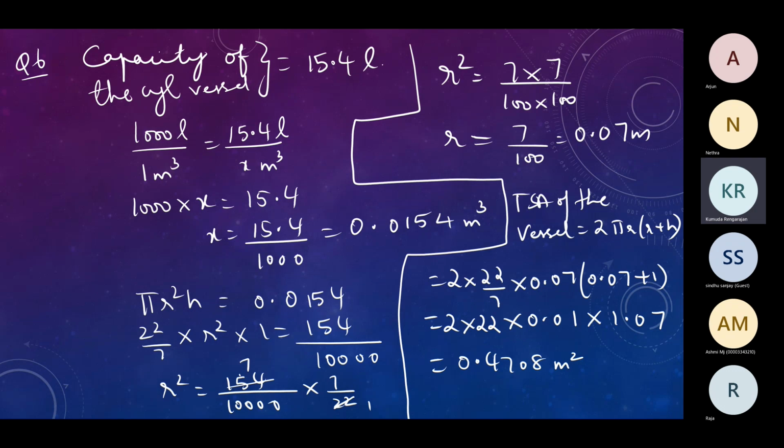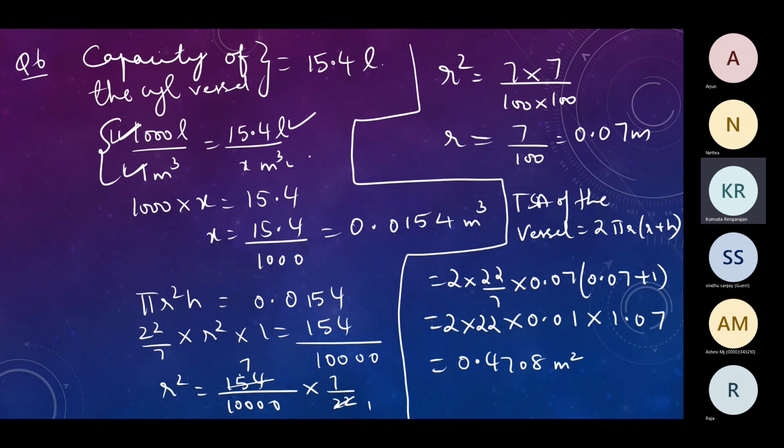The height is 1 meter. So we have to find the radius. Radius you cannot find in liters. Radius we'll find in meter or centimeter, but here in meter because the height is given in meter. You can find it in centimeter also, then the height will be 100 centimeters. So we have to change liter to meter cubed. This is the conversion: 1000 liters is 1 meter cubed.